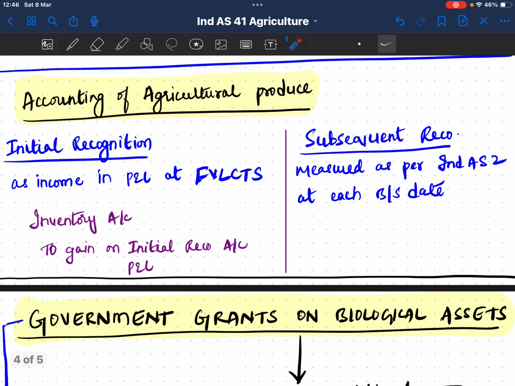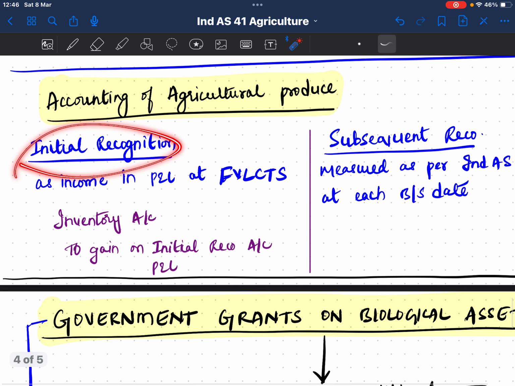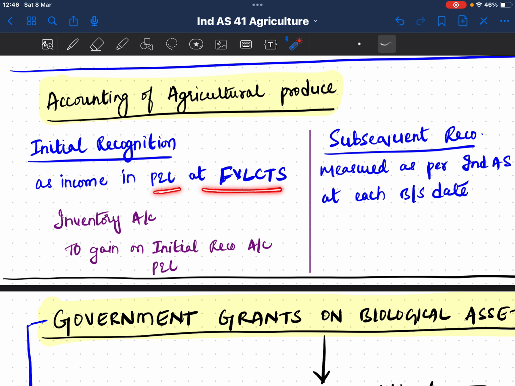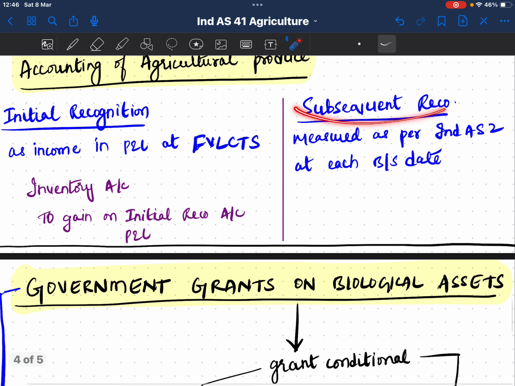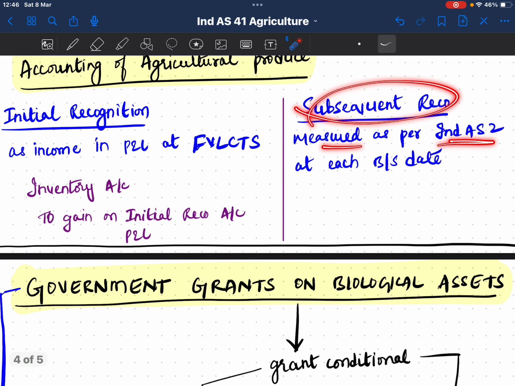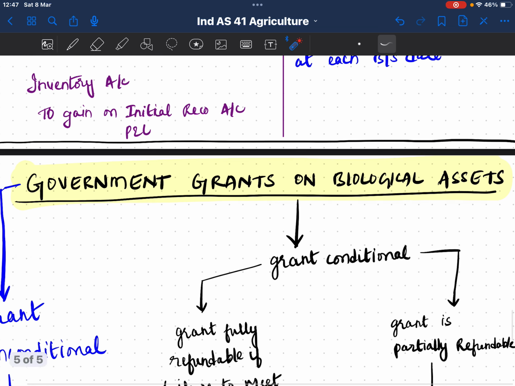Accounting treatment of agricultural produce. Initial recognition as income in P&L at fair value less cost to sell. Inventory account debit to gain on initial recognition account in P&L. Subsequent recognition is measured as per Ind AS 2 at each balance sheet date.